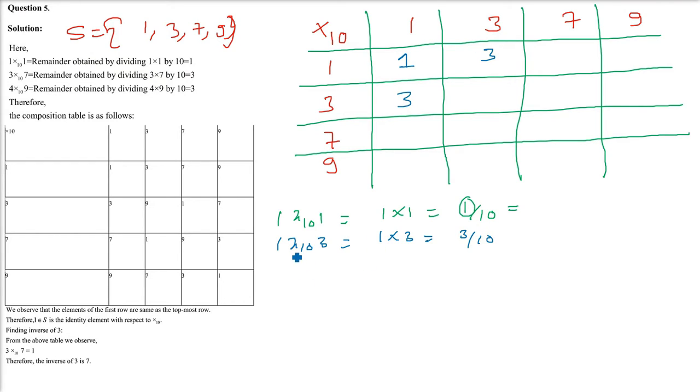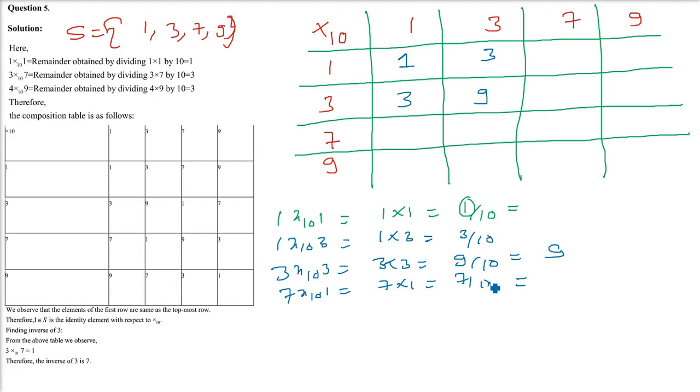Now take any other value, like 3 and 3. So 3 times 3, 3 3s are 9. 9 divided by 10, 9 is lower than 10, so just put 9 at the row and column intersection. I'm putting 9 here. Now next, take 7 and 1. 7 1 and 1 7 will remain the same. 7 into 1 is 7, and 7 by 10, 7 is less than 10, so just put 7. So for 1 7 and 7 1, both places, this is 7, this is also 7, right?